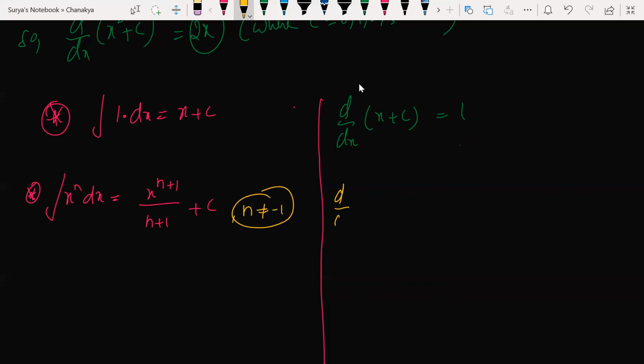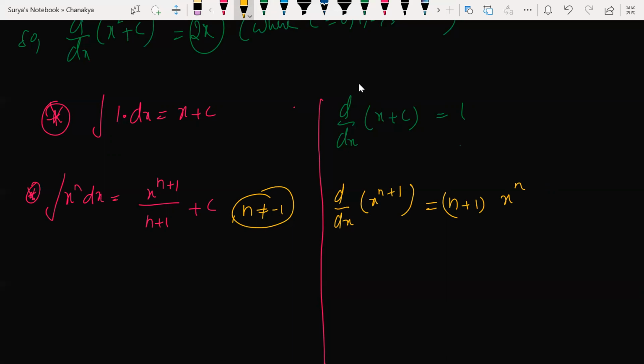Now, if I differentiate x to the power of n plus 1, n plus 1 is a constant anyway. What do you get now? n plus 1 into x to the power of n plus 1 minus 1. So n plus 1 minus 1, the 1 gets cancelled. You simply get x to the power of n.